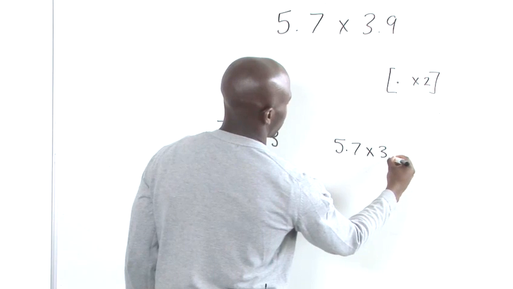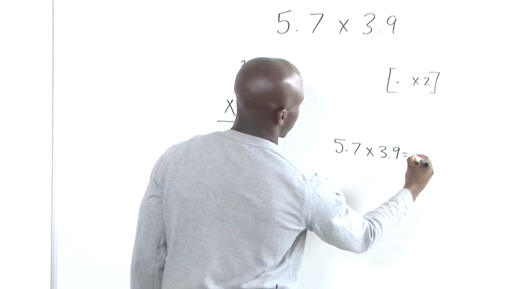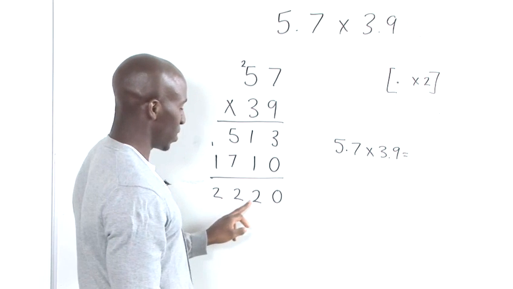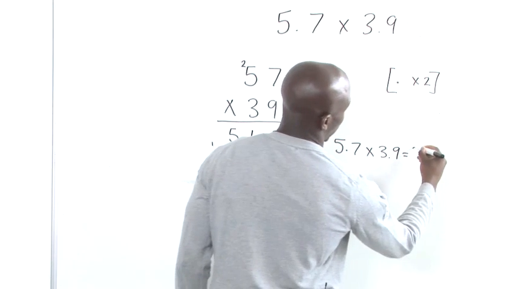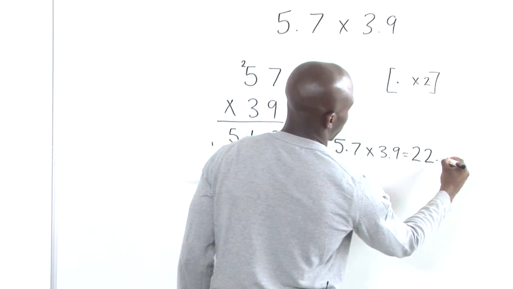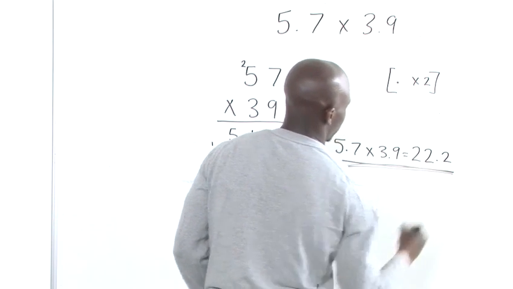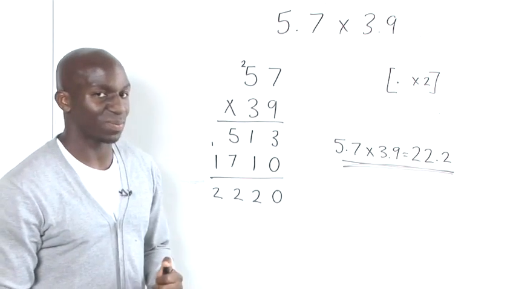times 3.9 is equal to 22.23. And that's basically how to multiply decimals.